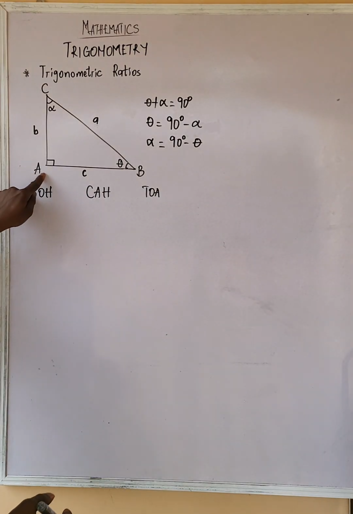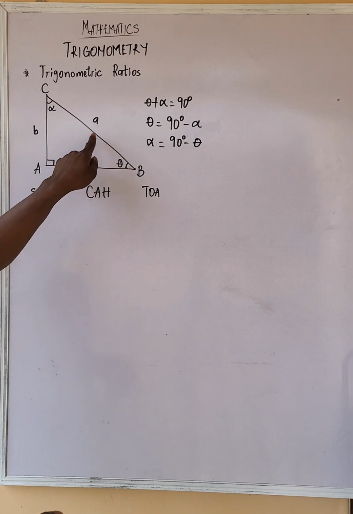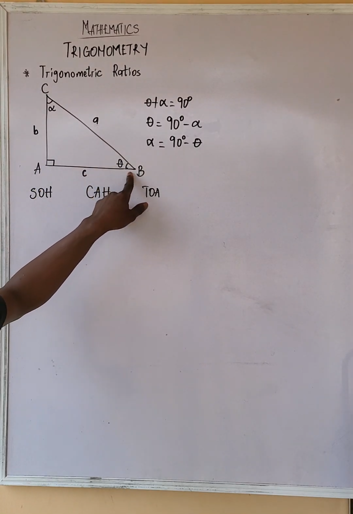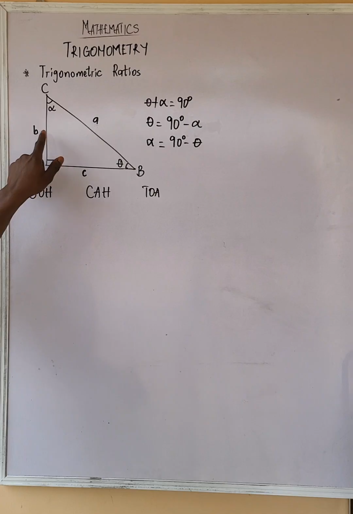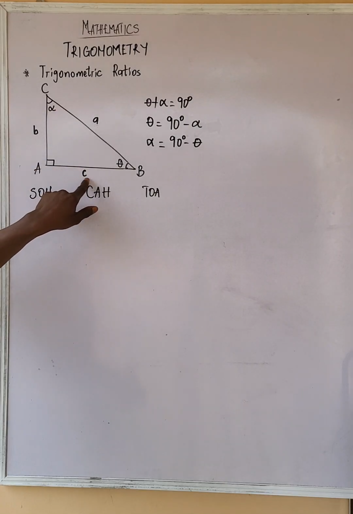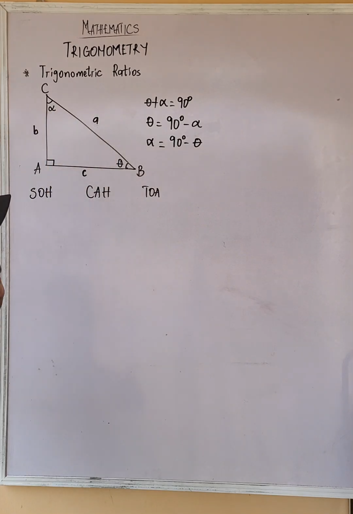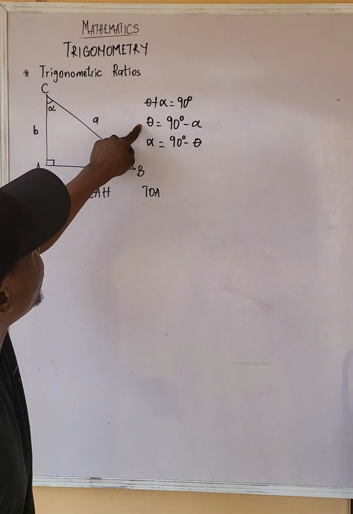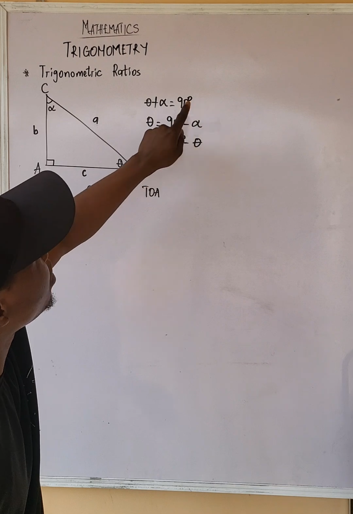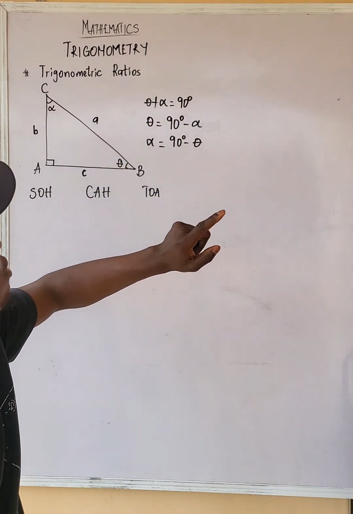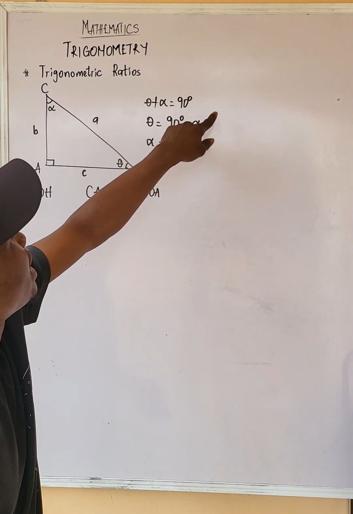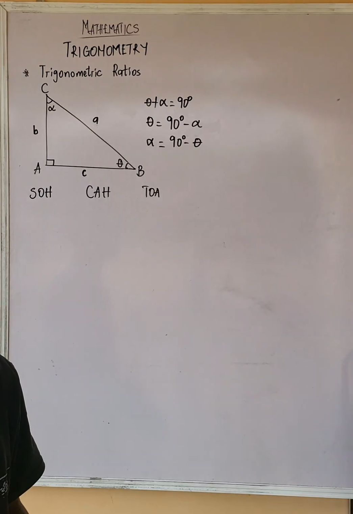If here is angle A, then the side facing that angle is the small a. If here is angle B, then the side facing that angle is the small b. If here is angle C, then the side facing that angle is small c. So the sum of theta plus alpha will be equal to 90 degrees. If I make theta the subject of the formula, when I take alpha across, it becomes minus, that's 90 degrees minus alpha. Then if I take theta to the other side, alpha will be equal to 90 degrees minus theta.